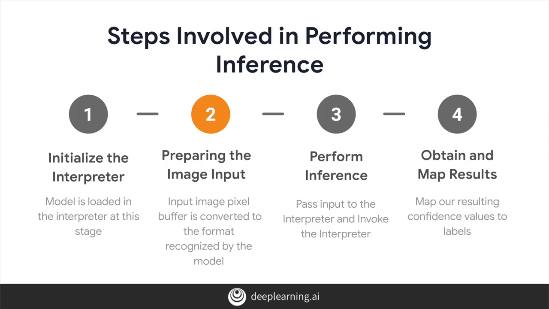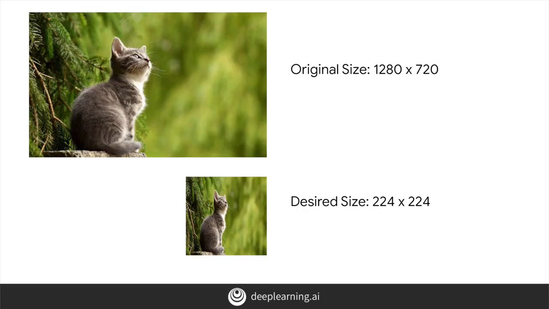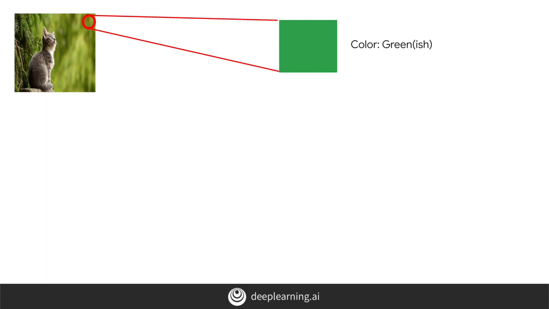Once we have the interpreter initialized with the model, the next step is to prepare the images for input to the interpreter. And it's not as simple as just passing the image in. In this example, the MobileNet model we're using expects the input to be 224 by 224, so the image will need to be resized to that. But also how the image is represented in memory will need to change.